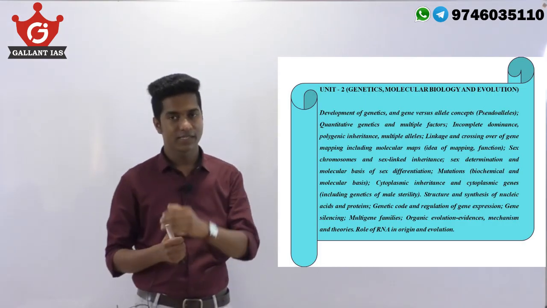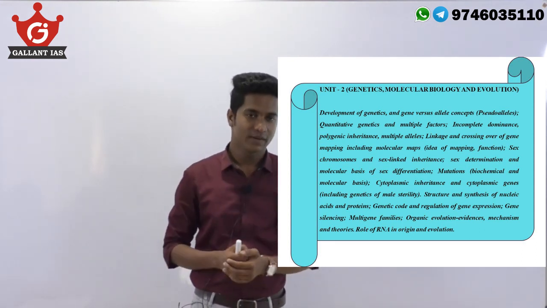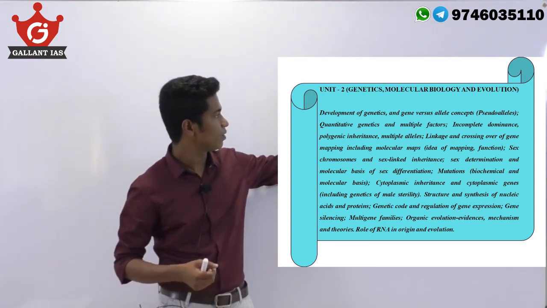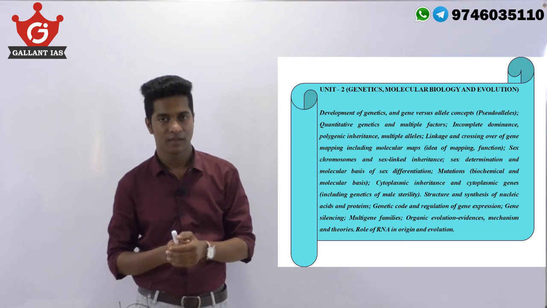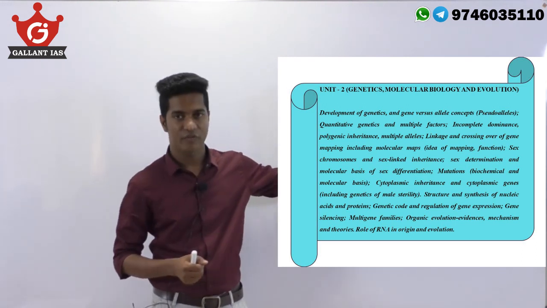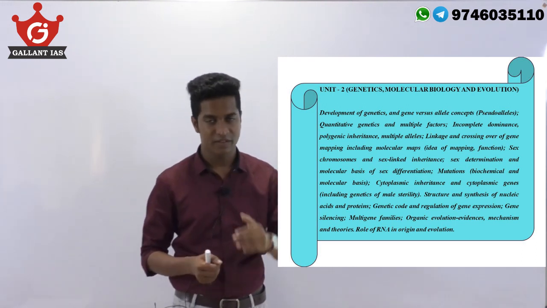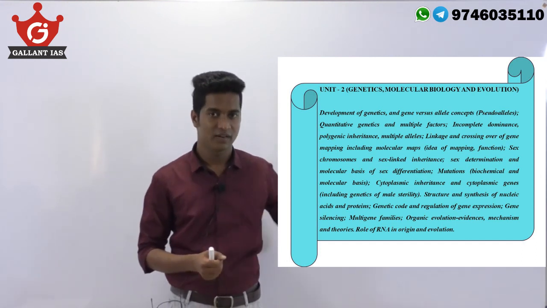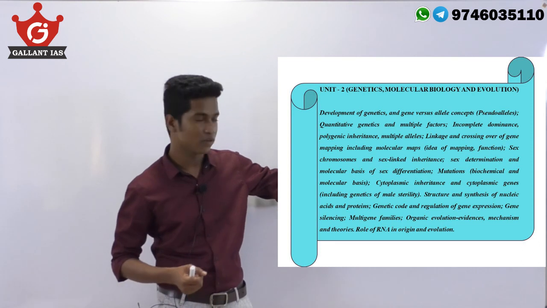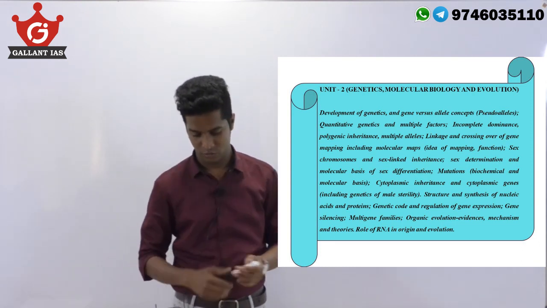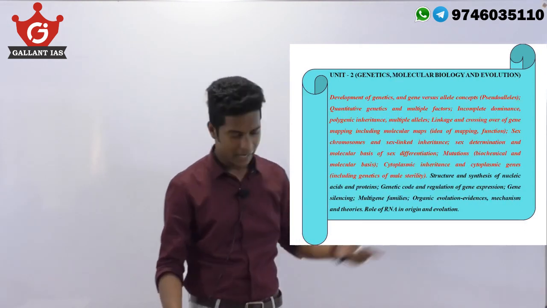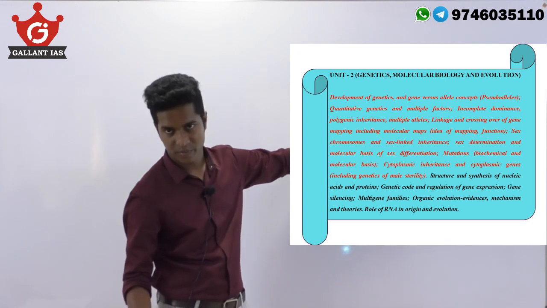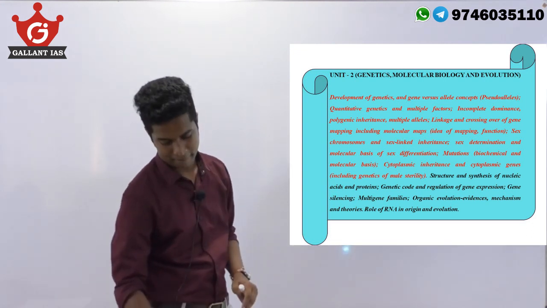The second unit is genetics, molecular biology and biostatistics. The major topic of unit 2 is genetics. At least you get 3 to 4 questions from this unit. And if you know how to write these answers, you can simply score well from this unit. That is a peculiarity of unit 2. And these are the topics which come under genetics.